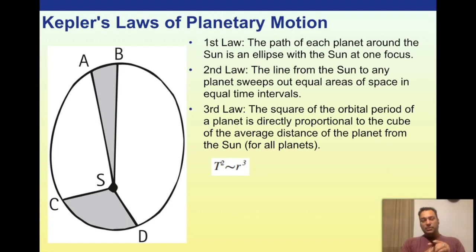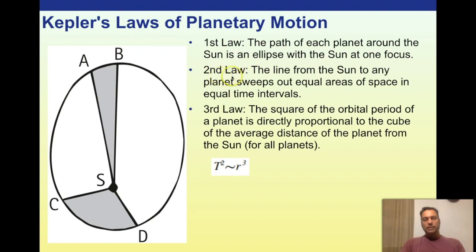We use a little more sophisticated way of looking at them now, but it was a good way of making sense of the heavens. Right? His first law was that the path of each planet around the sun is an ellipse with the sun at one focus. So this would be the sun, and there's an ellipse going around it. This would be the path here. We'll get to the ABCD here in a moment.